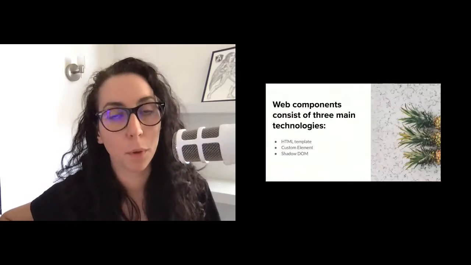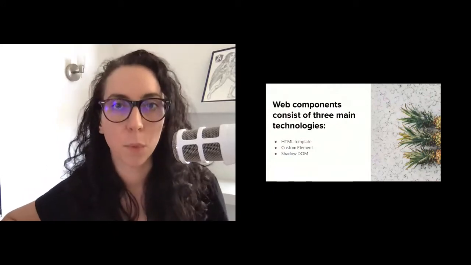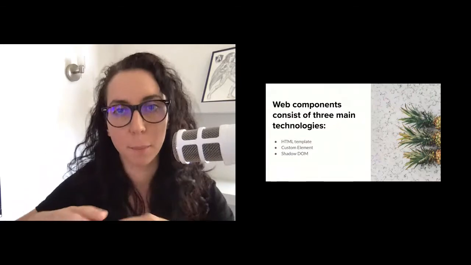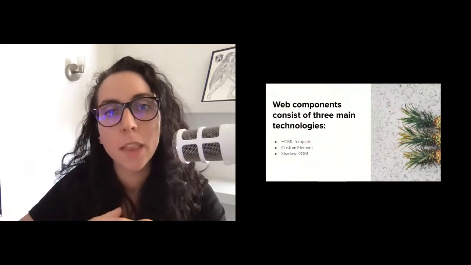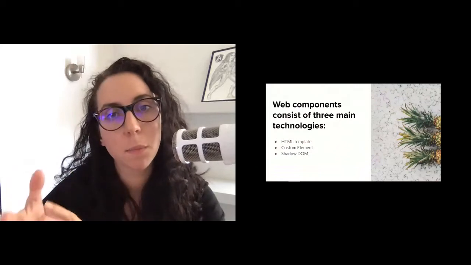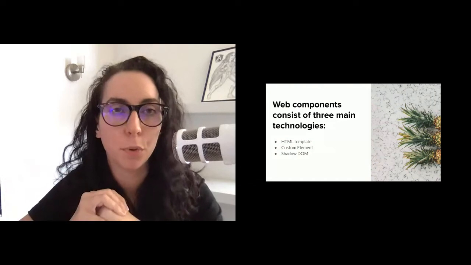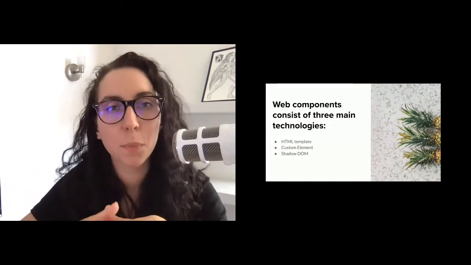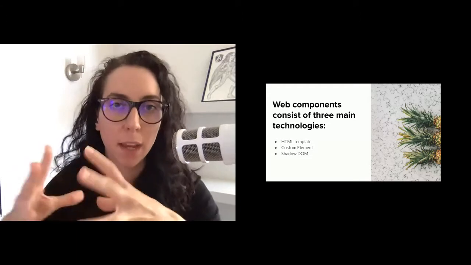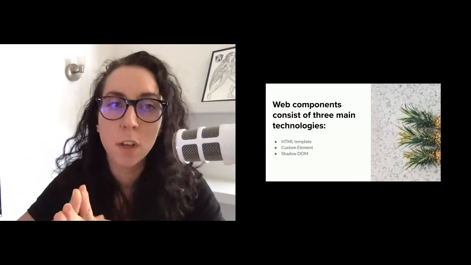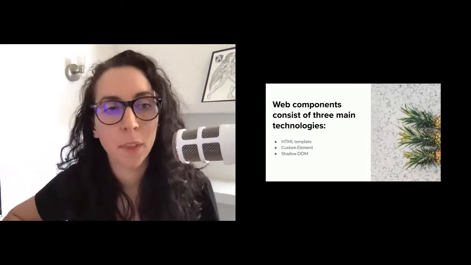Next, web components actually consist of three main technologies. HTML template, which is our HTML tag called template, and that's where we put all of the template of the web component in. Then we have custom element, and the custom element is how we create a HTML tag, or we can even extend or improve an existing one. And last but not least, we have Shadow DOM. Now, Shadow DOM is what's going to allow us to have that encapsulation that I was just talking about, so that we can prevent any styling or behavioral leakages in or out.